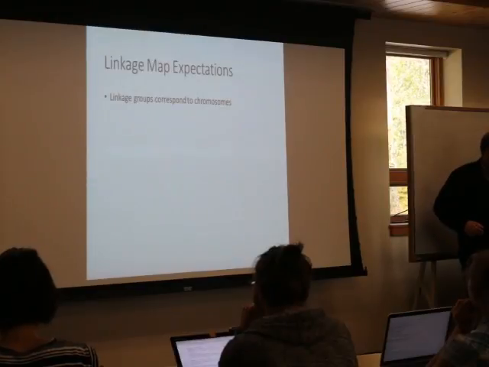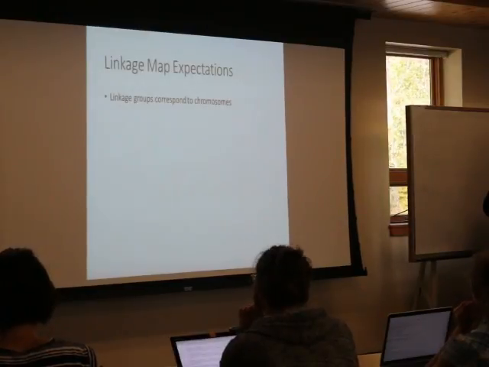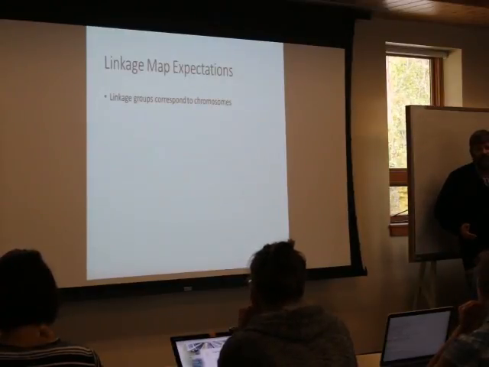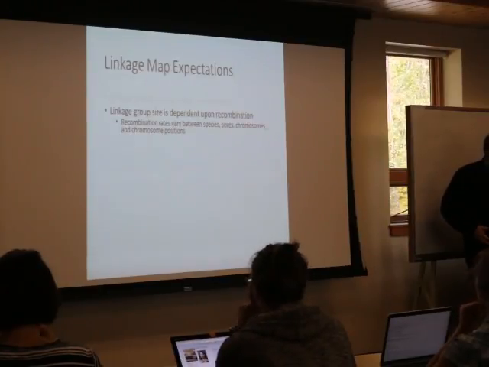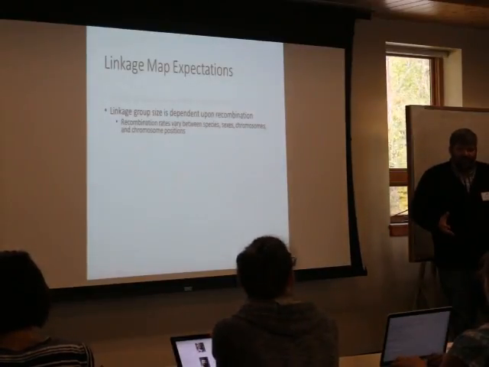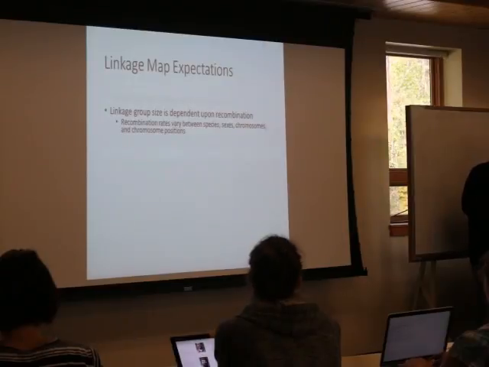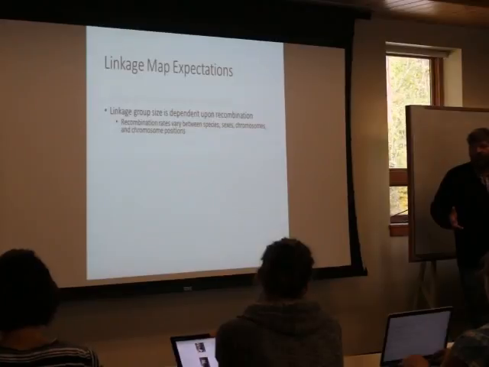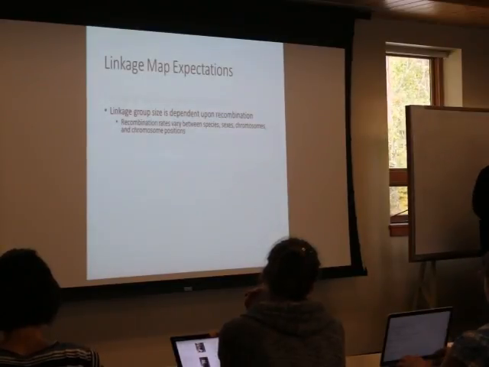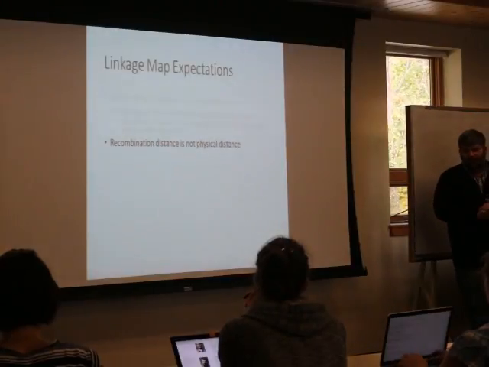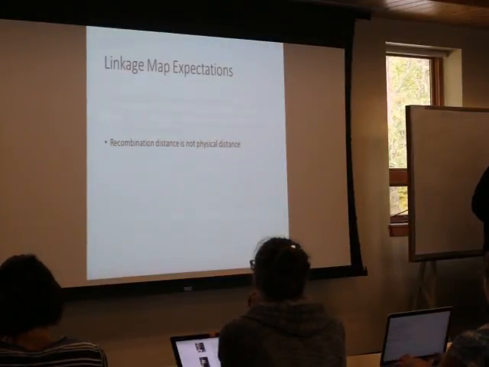There are a few different expectations that we have for linkage maps that can help us to build them. One is that linkage groups should correspond to chromosomes. So ideally we should have 1 linkage group for each chromosome. Linkage group size is dependent upon recombination, so it's not necessarily related to the physical size of the chromosomes. Recombination rates vary between species, between sexes, between chromosomes, and even along chromosomes. Recombination is not physical distance, which is a very important point to make, and they can be very, very different.